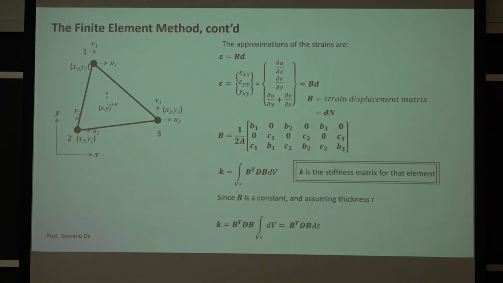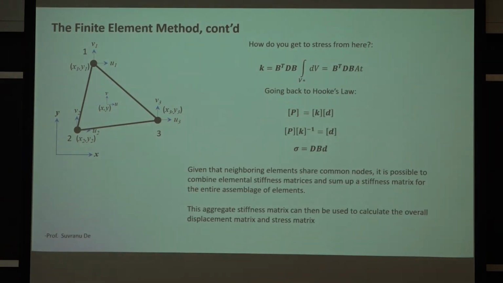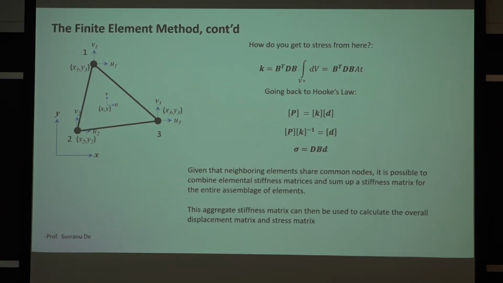From that, you can calculate the strain displacement matrix, which then gives you K. K is the stiffness matrix. You can then use the boundary conditions with this displacement, or with this stiffness matrix, to calculate the stress. That's pretty much how finite element calculations work.